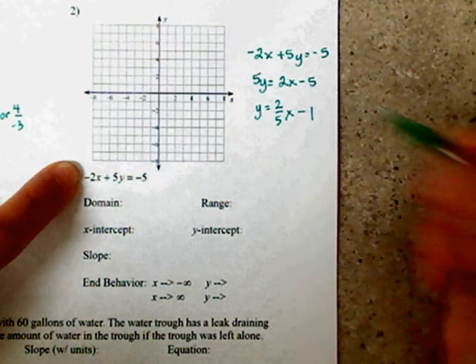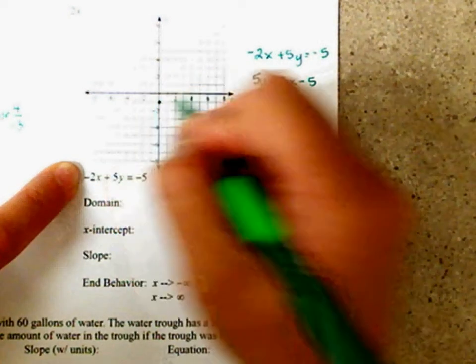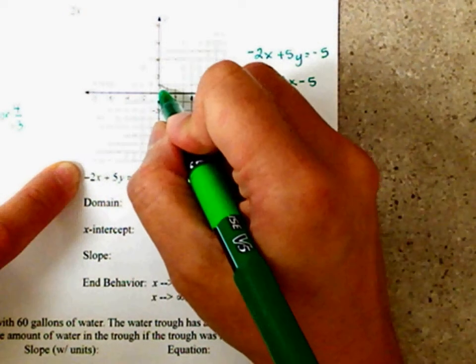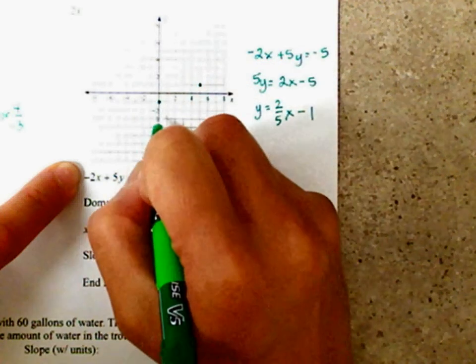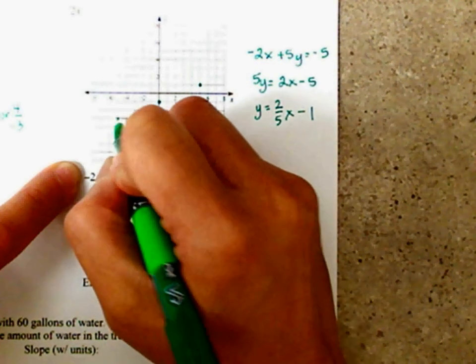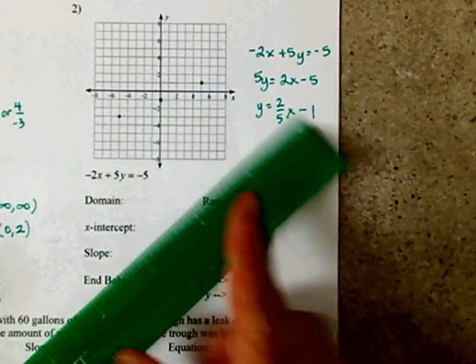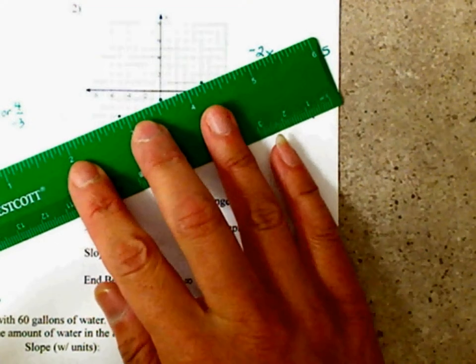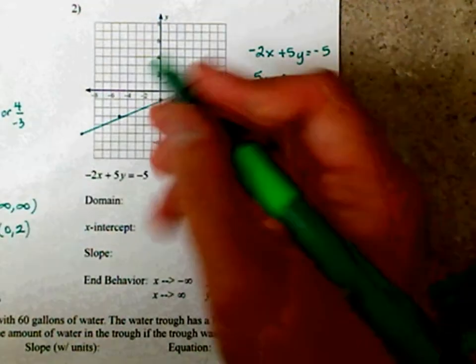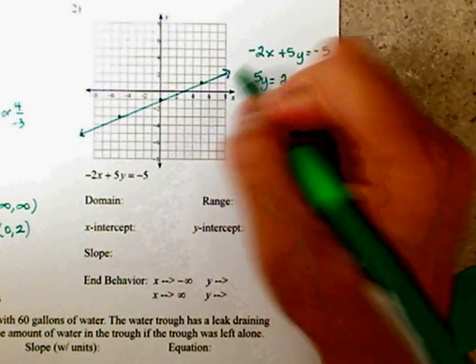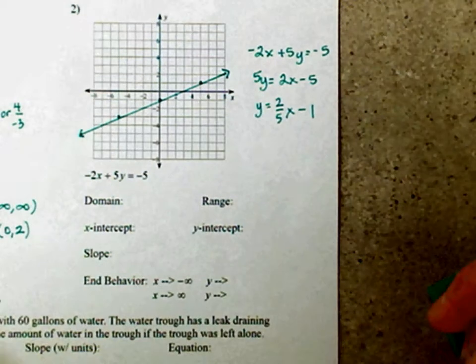Go ahead and graph. You are at negative 1. Slope is up 2 over 5. Or you can go down 2, left 5. And there you have your line. Draw your straight line. It is linear. Try to go straight through the graph. Draw your arrows because it is linear. It's a line.